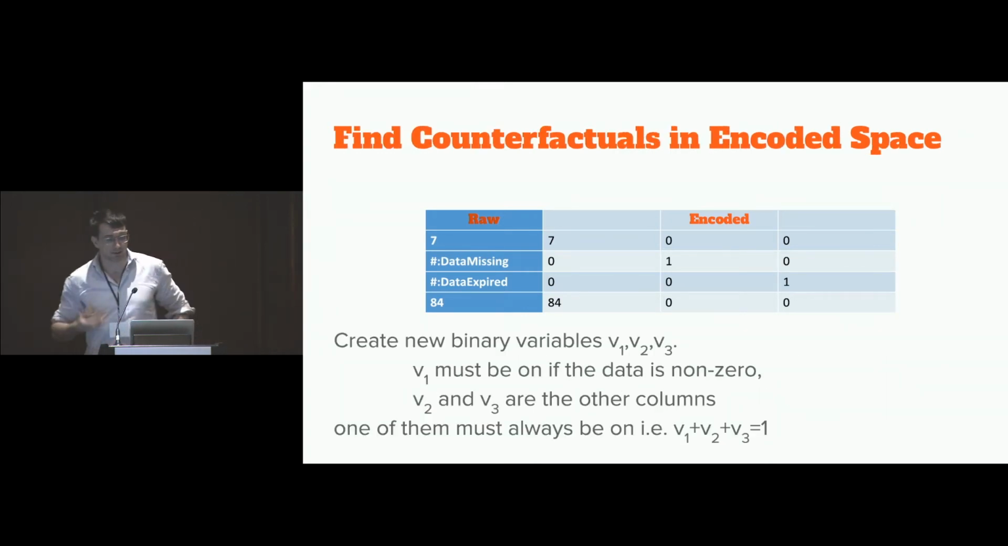And our idea was simple. When we create the counterfactuals, which we talked about earlier, we just do this in the encoded space. And this naturally lets us handle problems where you have not just continuous data, but this weird mix of continuous and categorical, where things are flickering on and off and disappearing. So technically you create new binary variables, and you say V1 is just saying, is this valid data or not? V2 and V3 are saying, is it missing data, is it expired? And you just say, one of these must always be on.